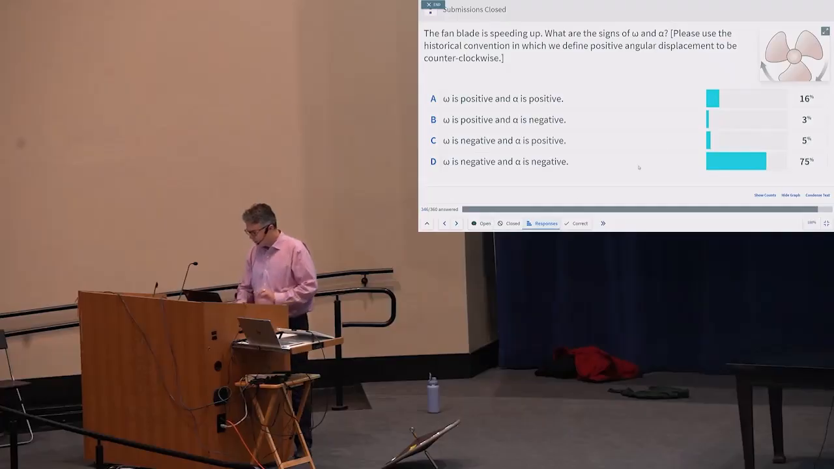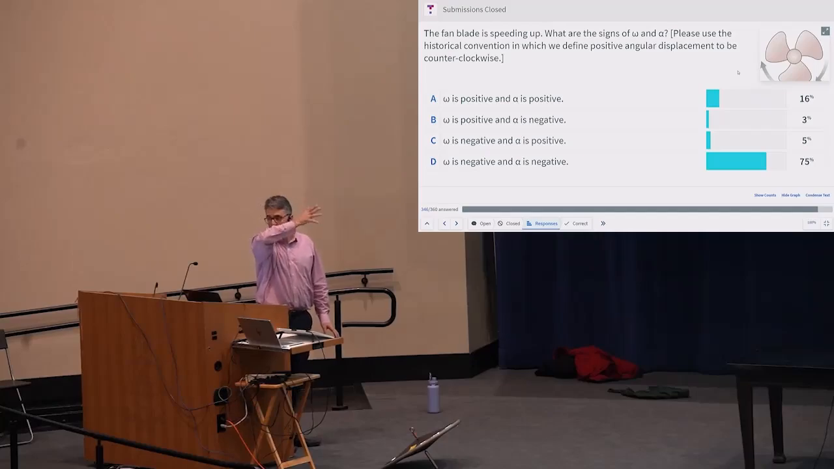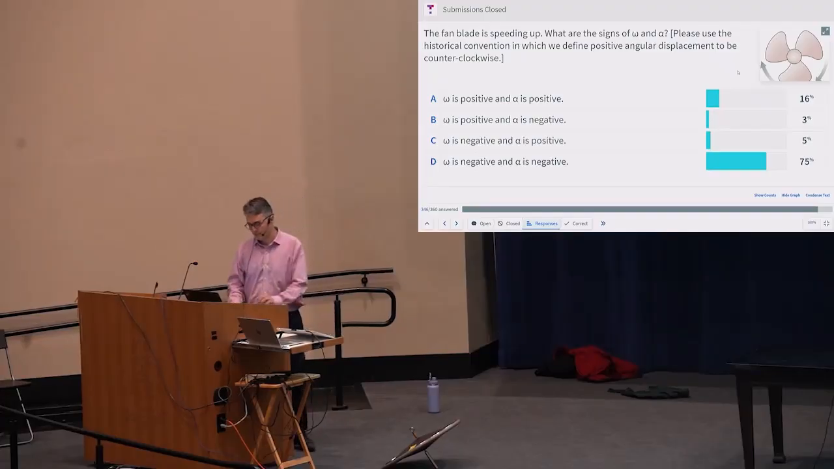So you can see from the diagram that it's rotating clockwise. That means omega is negative. So it's got to be C or D. Then you're also told that it's speeding up, which means that alpha has the same sign as omega.